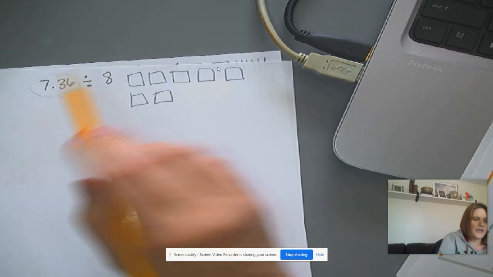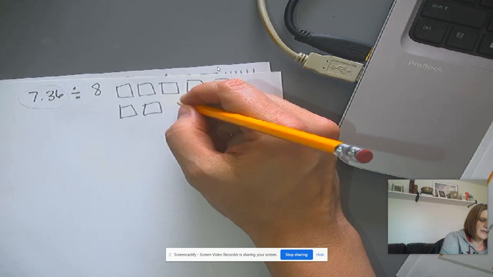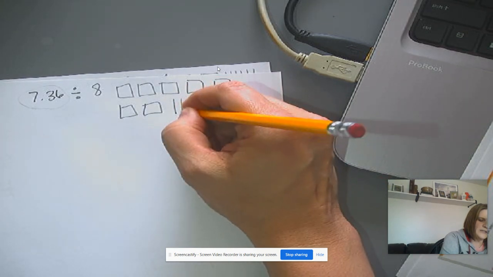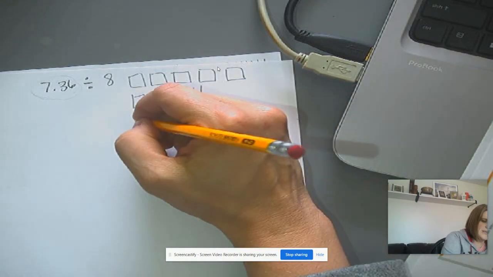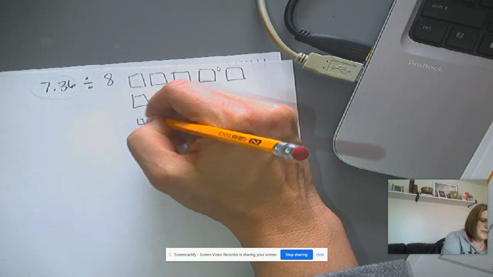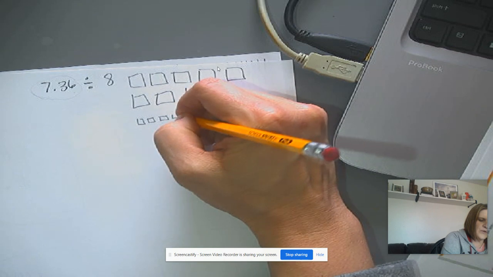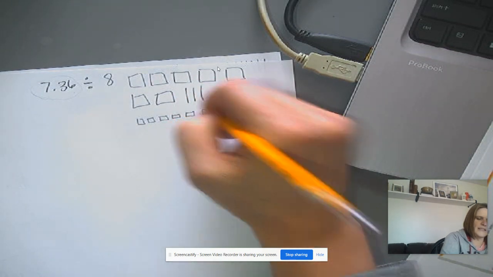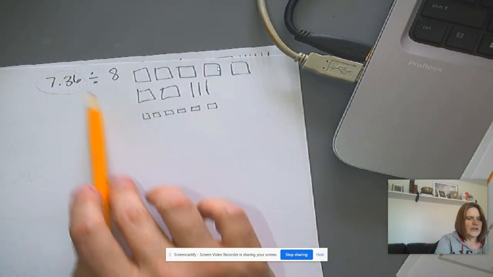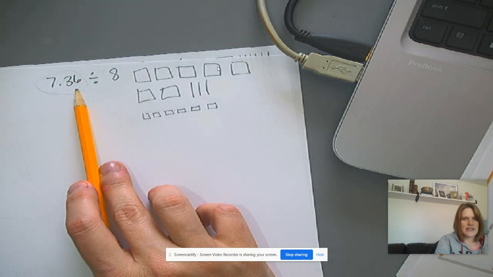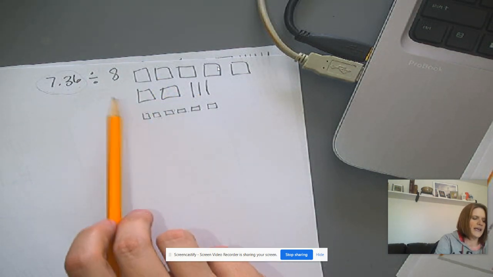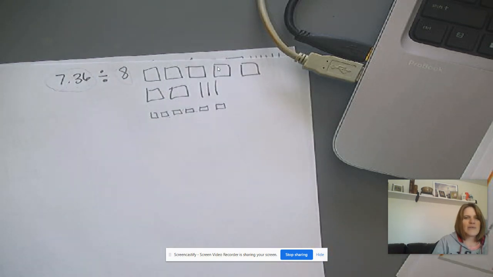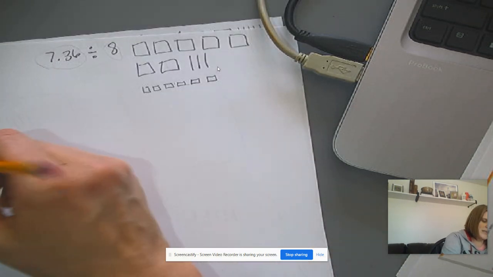What do we represent our tenths with? Longs. 1, 2, 3. And then what do we represent our hundredths with? Little cubes, right? 2, 3, 4, 5, 6. So does everyone agree that this is 7 36 hundredths when these represent wholes, tenths, and hundredths? Okay, we want to divide them into how many groups? We want to divide them into 8 groups.